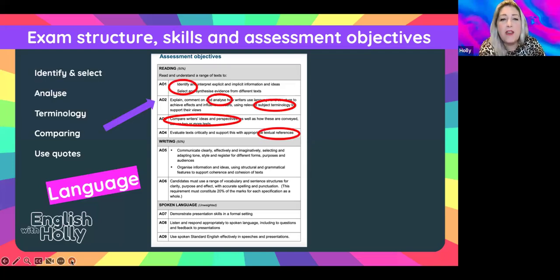So again, I've picked out the key vocabulary, and I've just listed along the side the things that are being assessed. So what your teen needs to be able to show the examiner they can do. In the reading part of their exam, they need to be able to identify and select information, analyse how writers use language, and use subject terminology. They'll need to be able to compare ideas, particularly on paper 2, and use quotes as well, which they'll be really well rehearsed at doing by now, I expect.